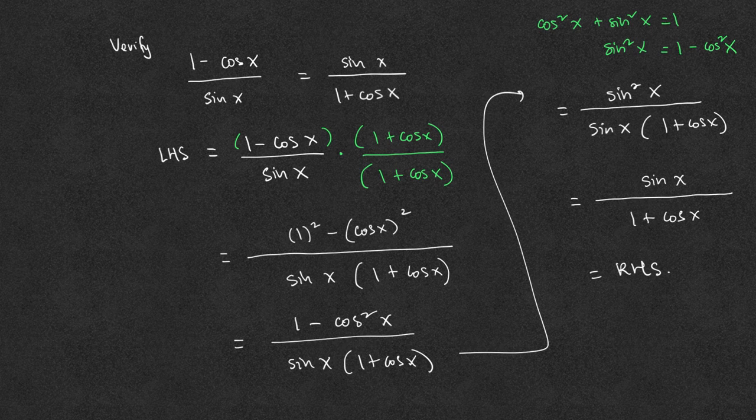We start with the left-hand side, perform the algebraic manipulations along with any prior known identities, and then we arrive at the right-hand side. By doing so, we establish the given identity.